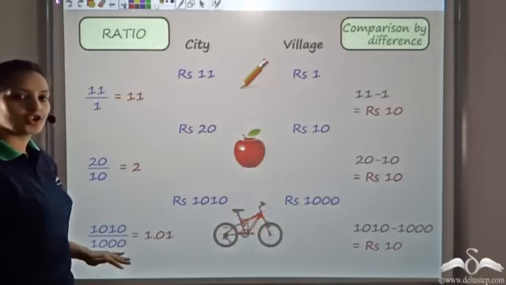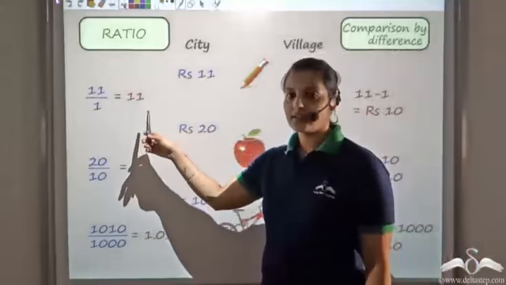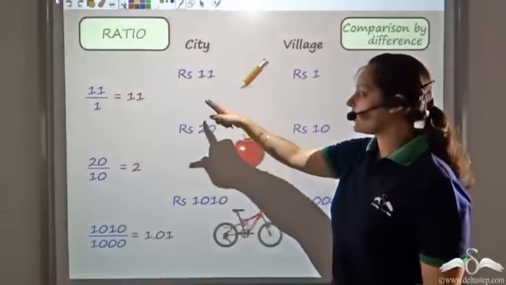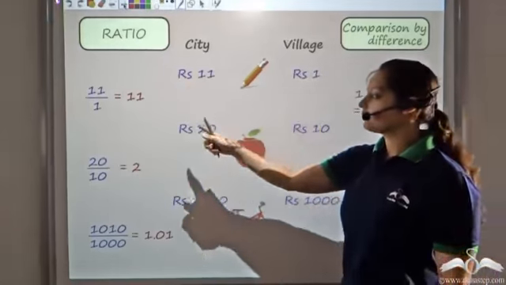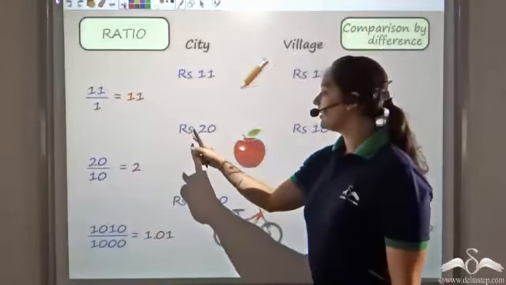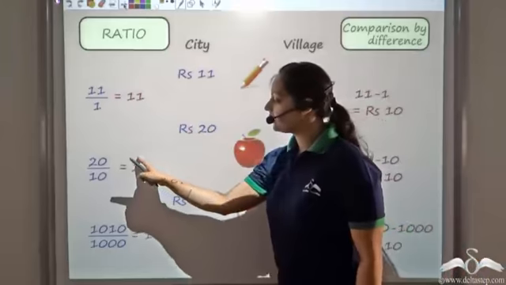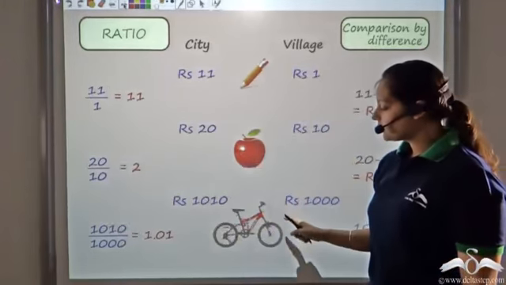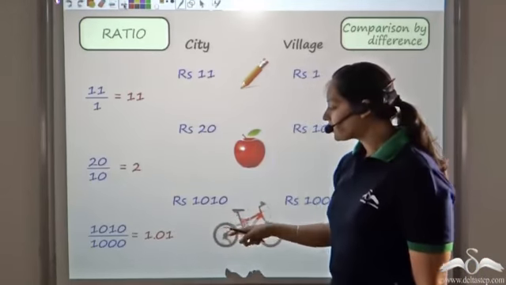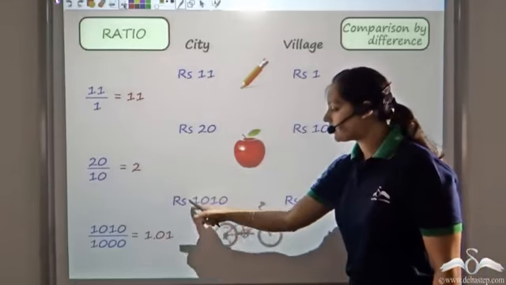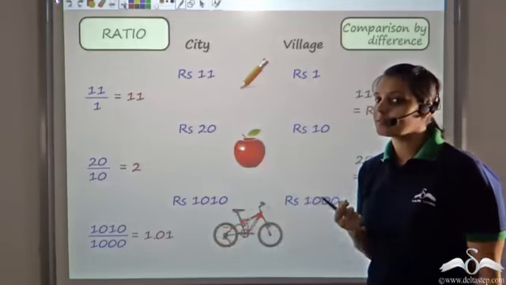But if you look at the ratio now, what does the ratio tell me? If I divide the two, I get 11. That means that in the city this pencil costs 11 rupees, but if I go with the same amount to the village, I can buy 11 such things. Again, 20 rupees for just an apple in the city, but with this same money, I can buy 2 apples in the village. Similarly, if you look at the bicycle, it is 1.01, which is closely equal to 1 only. So there's not much of a difference. With this same amount, you cannot buy another cycle there in the village. It is almost 1. This 10 rupees here is not making much difference.